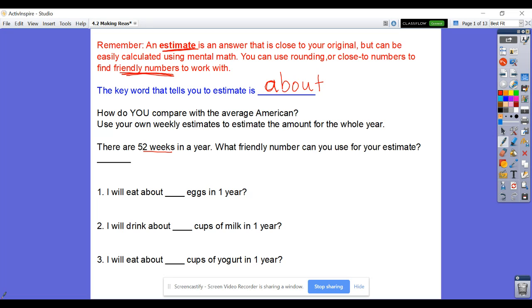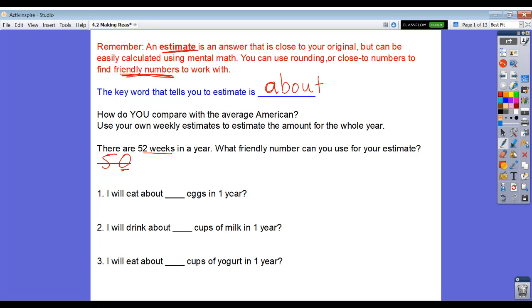So 52, though, that's not a very friendly number for me to multiply by or work with. So what friendly number could you use close to that? You're probably saying 50. 50, as a multiple of 10, right, ends in a 0. It's going to make it really easy for me to multiply, especially now that you know all those extended facts. So I'll show you my examples, and then I'm going to let you calculate your own.